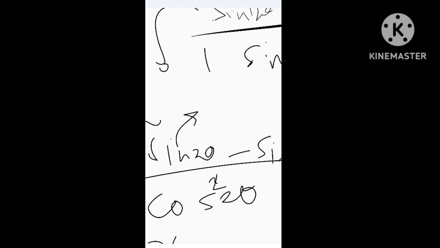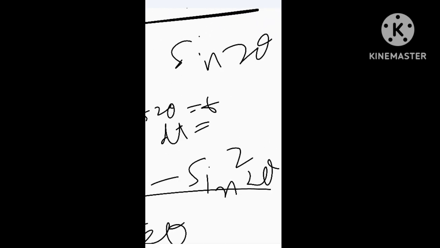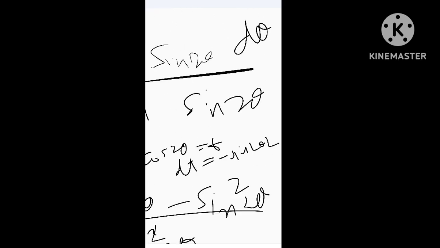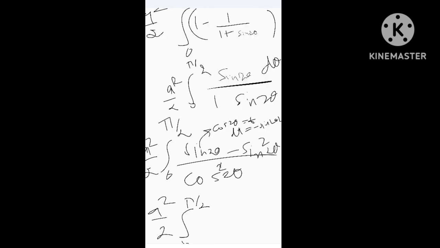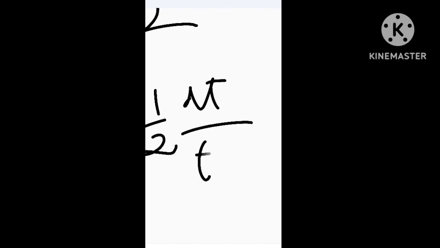So I just put a substitution that cos 2 theta is equal to some t. So dt is equal to minus sin 2 theta into 2 d theta. So sin 2 theta d theta is just minus 1 over 2 dt. So the denominator becomes cos square 2 theta, which is t square, and then I have this integrated from 0 to pi by 2.